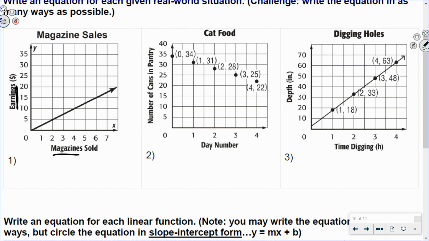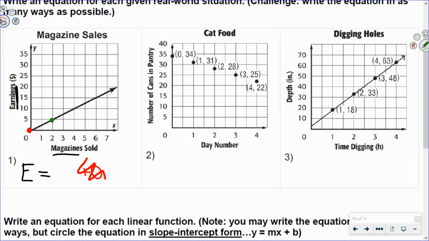We're measuring earnings or magazines? Well, earnings depends on the number of magazines sold. I notice that it starts at 0. In fact, this is a proportional relationship. No, you don't have to write the 0, but some of you will choose to, just to be clear.